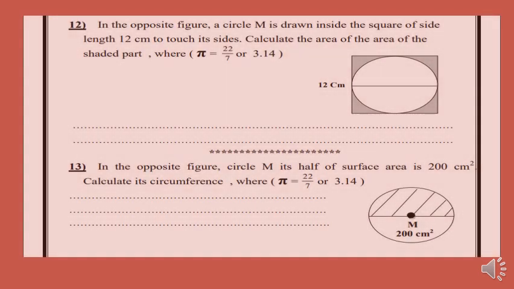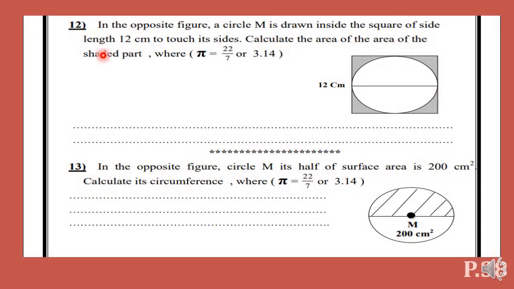Page 38, number 12. In the opposite figure, a circle M is drawn inside the square of side length 12 centimeters, to touch its side. Calculate the area of the shaded part, where pi equals 22 over 7 or 3.14.